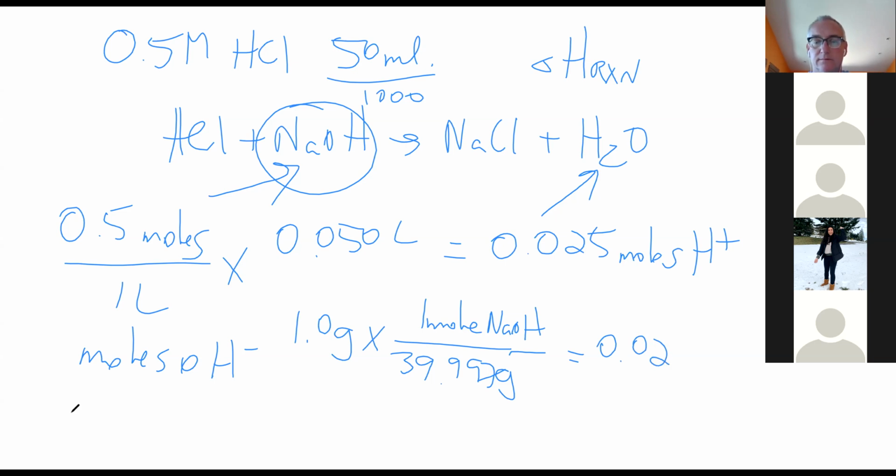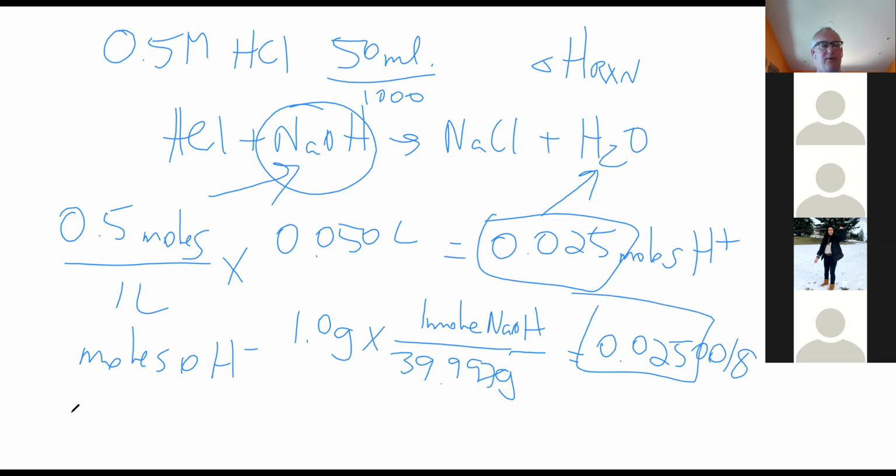0.025. 0.025001887. So pretty much exactly the same. It's pretty much exactly the same amount, so we could use either one. So basically we can use 0.025. That's how many moles we had. That's the number of moles we're going to have, right? So let's calculate Q.